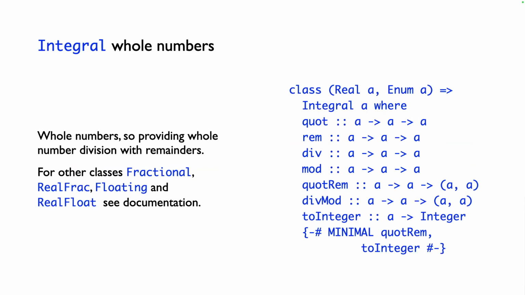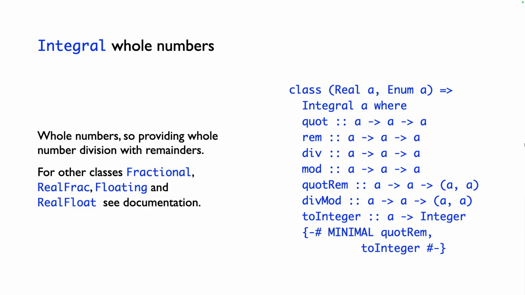So now looking at Integral, whole numbers, we require those to be in Num and Ord. We get that from Real, and being in Enum. And if they're instances of all those classes, then we also include quotient, remainder, div, mod, things for doing whole number division, and a conversion function that takes something of this type to an Integer.